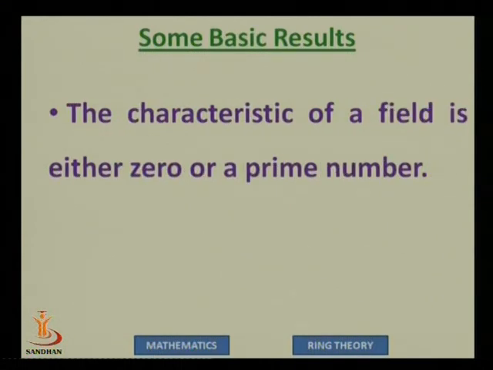Now since every field is an integral domain, and an integral domain cannot have a composite characteristic, how can a field have one? So even a field cannot have a composite number as its characteristic; its characteristic must be either 0 or prime.